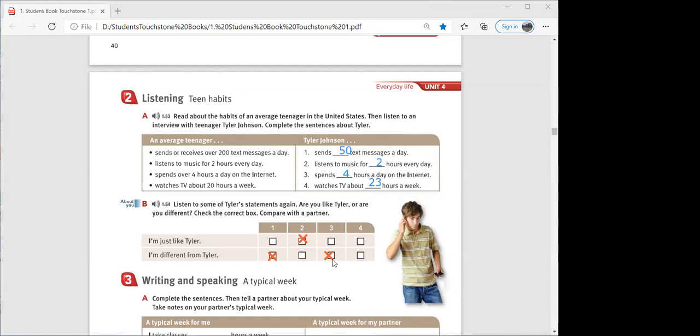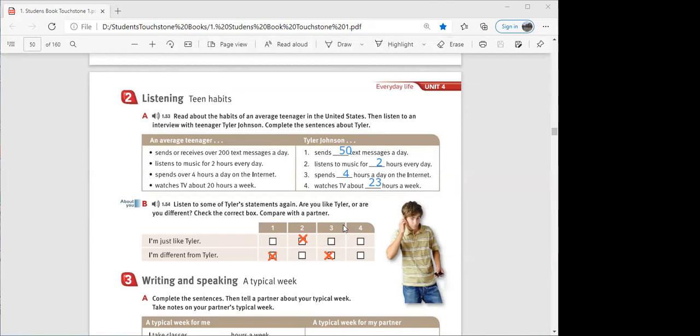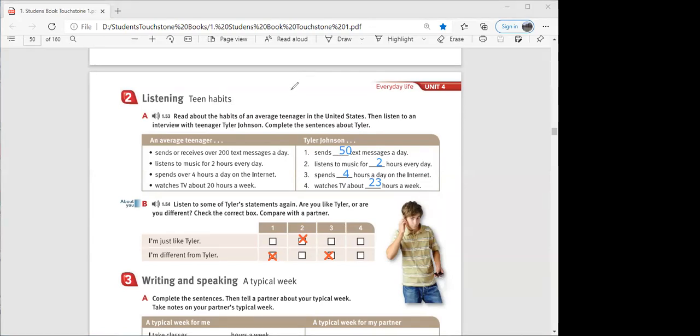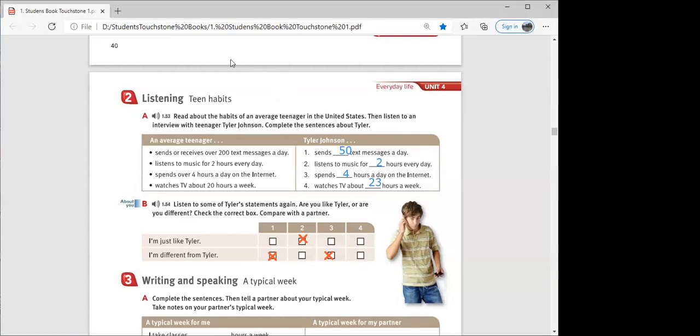Different? Different. Alejandra? Different. Okay. So we have only one who is just like Tyler about the music, and the rest, you're different. Well, he is a teenager. Some teenagers do different stuff. Like they have more free time. I don't know.